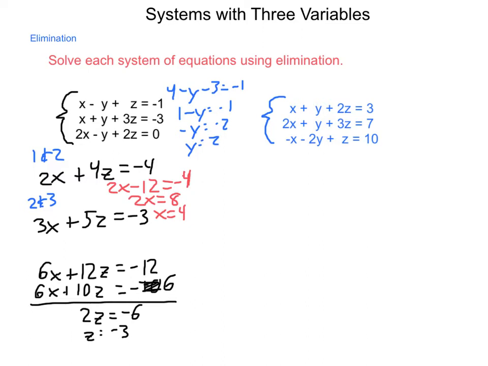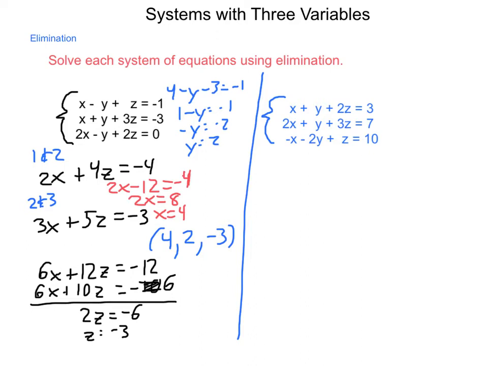My solution set, I know this is getting crowded in here, but my solution set comes out to be 4, 2, negative 3. And that is the location in three-dimensional space where all three of these planes will intersect each other. So a lot of back and forth, a lot of things going on here in order to make it work out. Next, let's solve the one on the right.